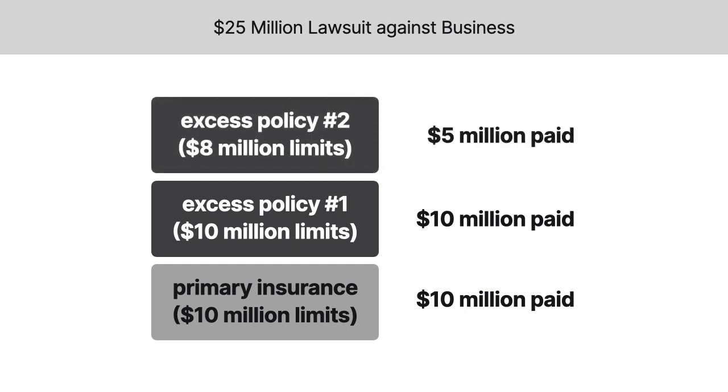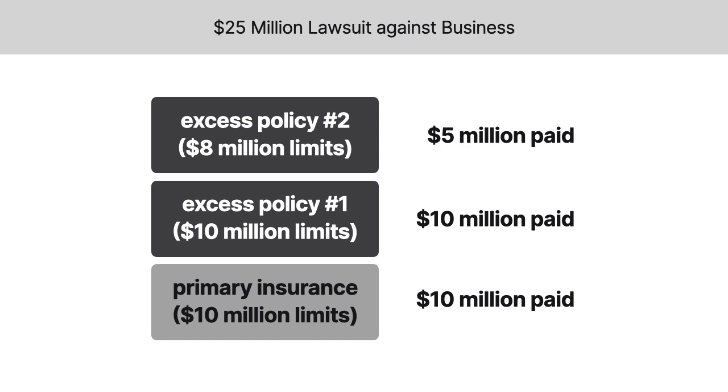Now let's assume the business had a second excess policy that provided coverage after the first excess policy was exhausted and had $8 million limits. This third policy in the tower of insurance paid the last $5 million of liability, and the business was completely covered for that loss.